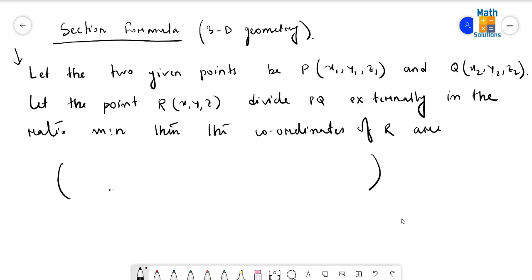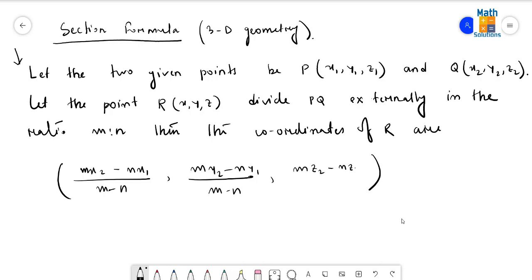(mx2 minus nx1) divided by (m minus n), then (my2 minus ny1) divided by (m minus n), then (mz2 minus nz1) divided by (m minus n) is the formula for external division.